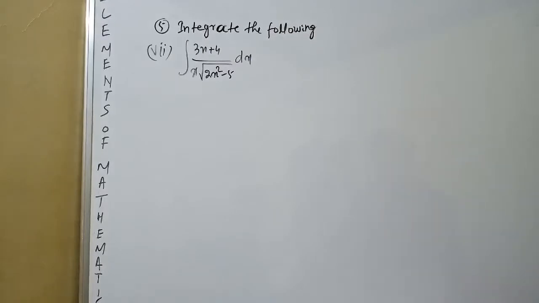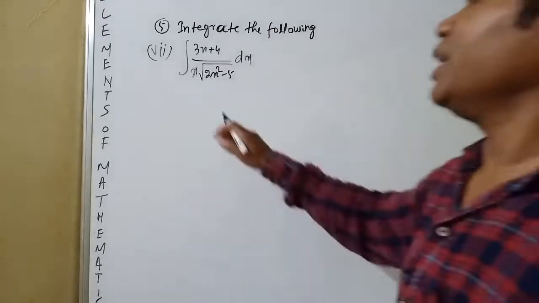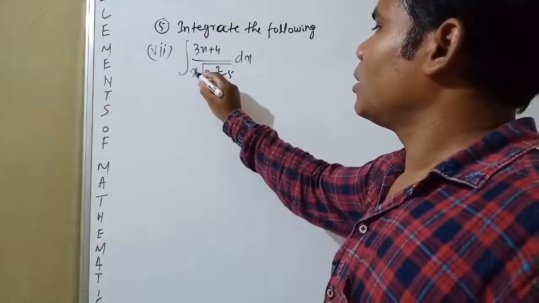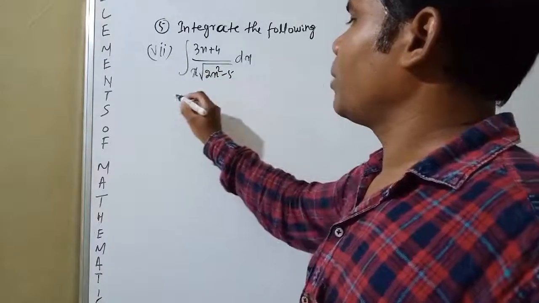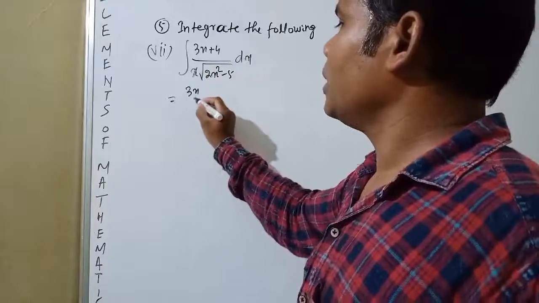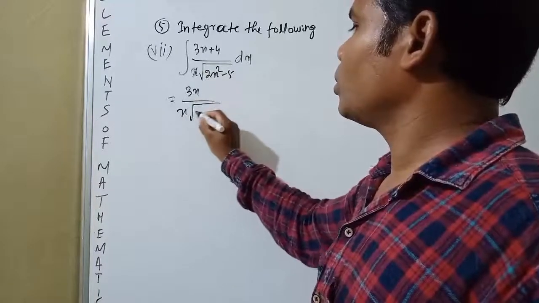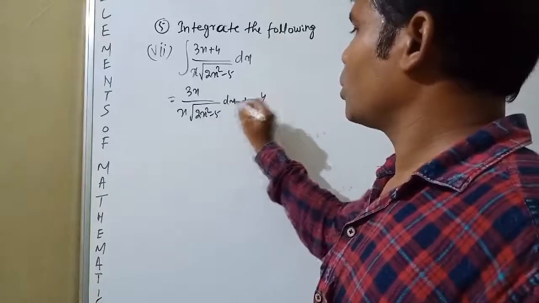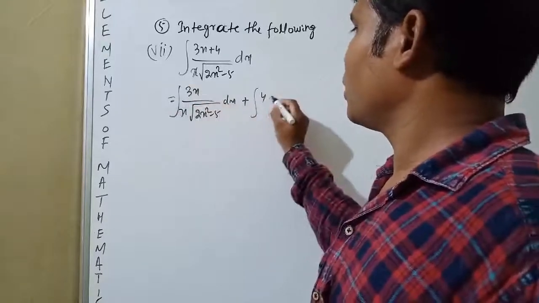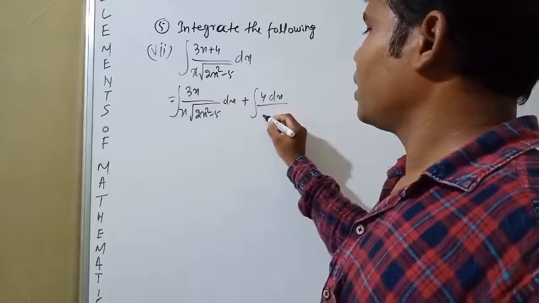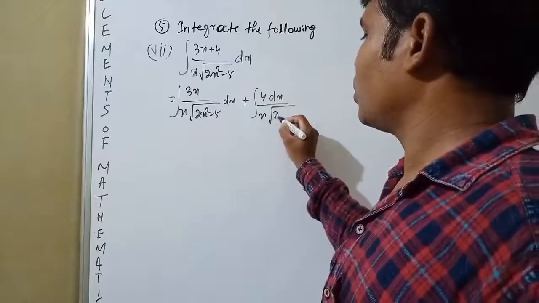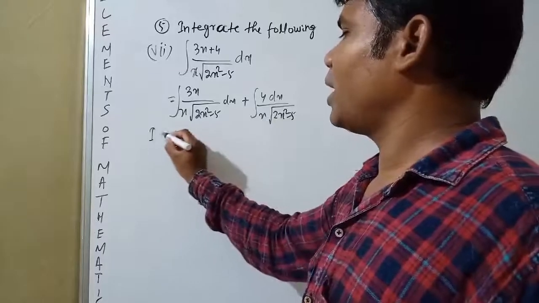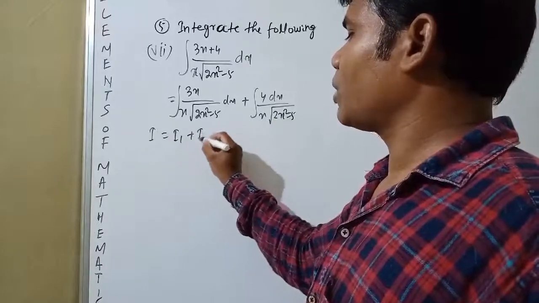You see the next question, integration of 3x plus 4 divide x root 2x square minus 5. Okay, is equal to 3x by x root 2x square minus 5 dx plus, here you integration 4 dx by x root 2x square minus 5. Okay, here you take I is equal to I1 plus I2.